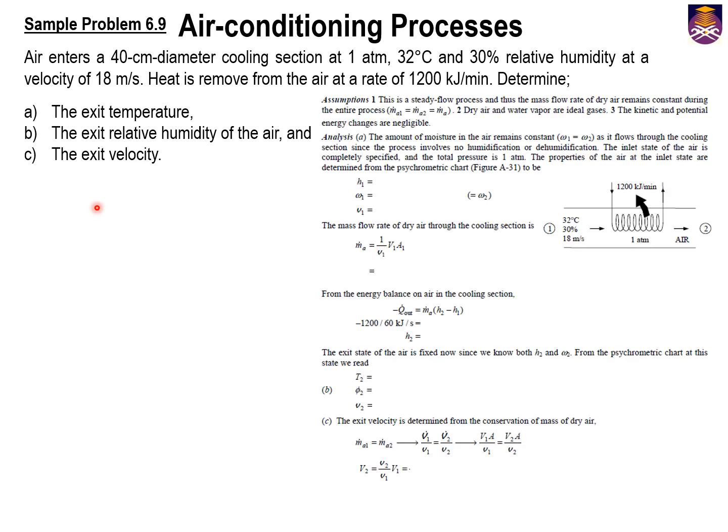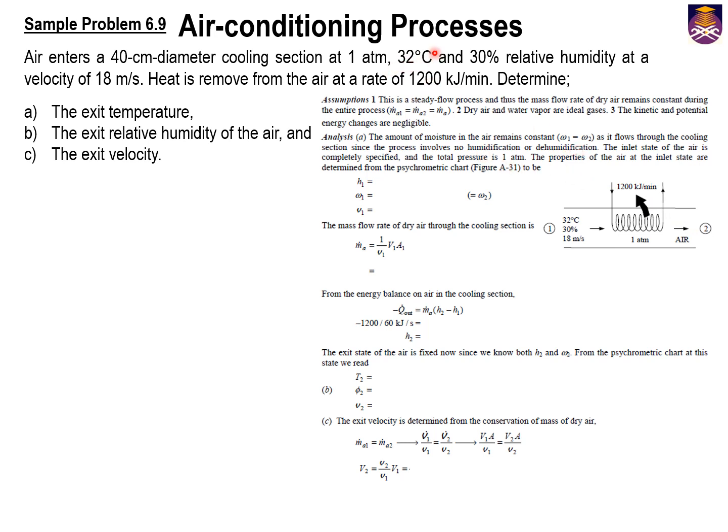So let's see how to do this. So again, assumptions are same as the previous example. So m dot A1 equals m dot A2 equals m dot A. So because it's only a single duct, the mass flow rate is considered to be the same for both points. And then the amount of moisture remains the same because it's a simple cooling. So omega 1 equals omega 2. All right. So no humidification, no dehumidification.